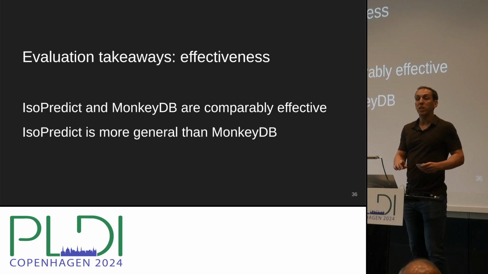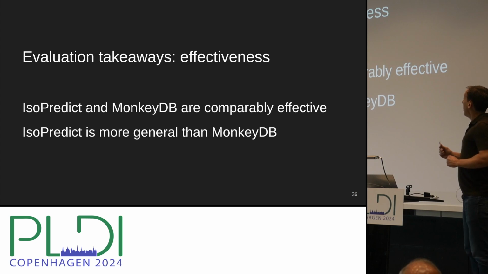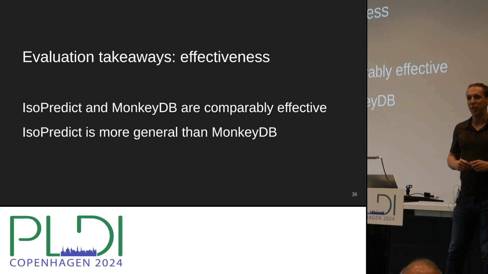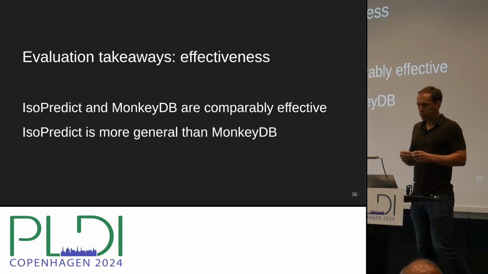let me tell you just the takeaways of the evaluation in the interest of time. So for effectiveness, IsoPredict and MonkeyDB were comparably effective. Actually, they were both very effective on these applications at exposing these behaviors under causally committed and causally consistent and read committed. It'd be interesting to see what the outcomes were for programs where under these isolation levels, it was not so effective for at least one of these techniques.